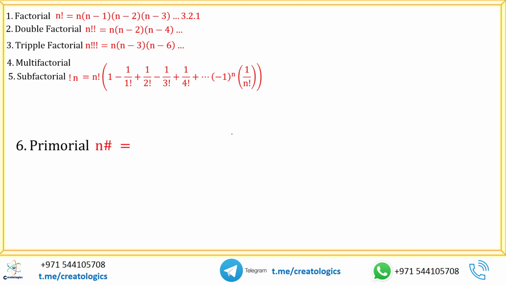Okay, so let's talk about the next type of factorial, which is the primorial. Primorial is represented by n with a hash, and its value is given by the product of all the primes which are less than or equal to that number.